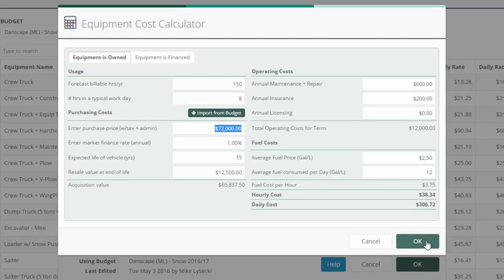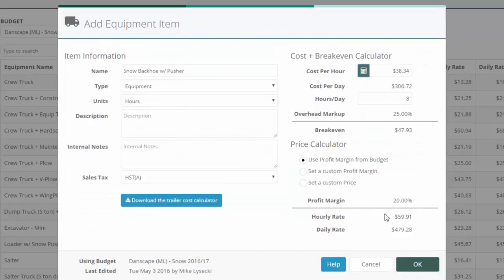Once you're done with your numbers, click OK. And what it'll tell you now is how much you need to charge out per hour for this machine, and what you need to get on a daily rate if you were going to bid it by the day.